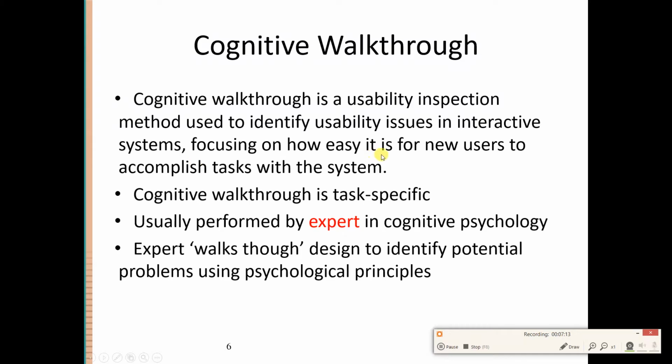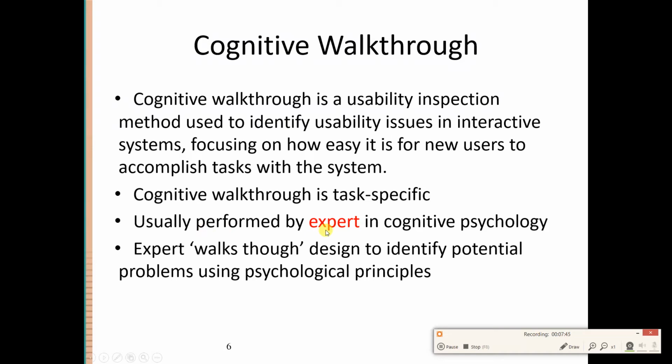It focuses on how easy it is for a new user to accomplish a task with the system. So we are going to check that the user can perform whatever task the system is supposed to do. Cognitive walkthrough is task specific. We define some tasks, and then we check whether the user can perform the task easily or not, whether it is efficient or not, and whether it provides good utility or not. An important point is that it is usually performed by an expert.